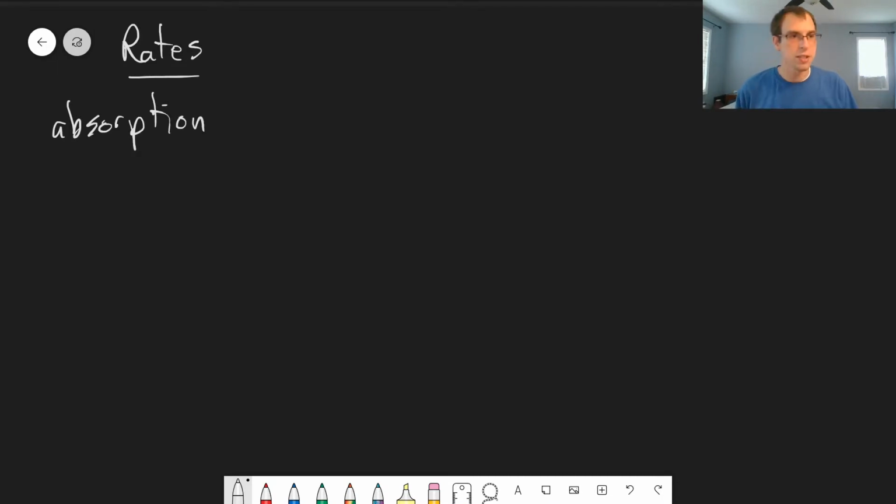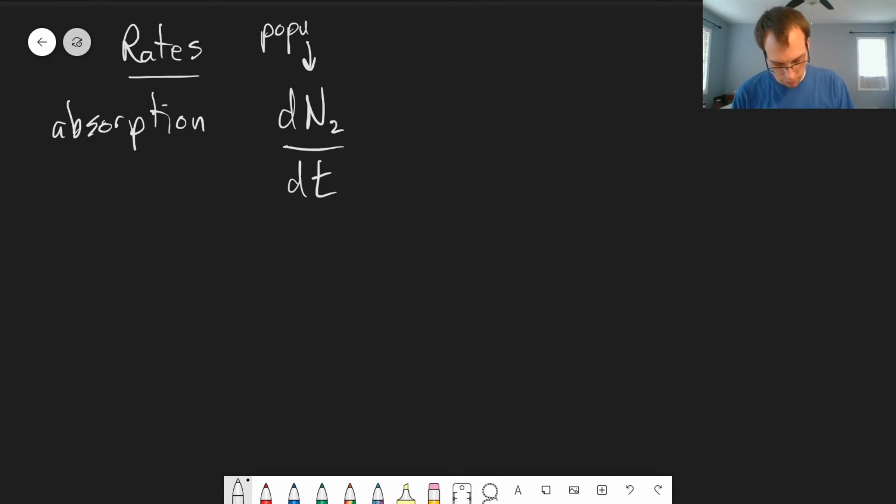The rate at which this is going to happen: what we're going to consider is the rate of change in the number of molecules in state 2. N2 is what we call the population, or number of molecules in state 2. So we're thinking about how this changes, how molecules are moving from state 1 to state 2. We're going to look at this in terms of this derivative, the rate of change of the population with respect to time.